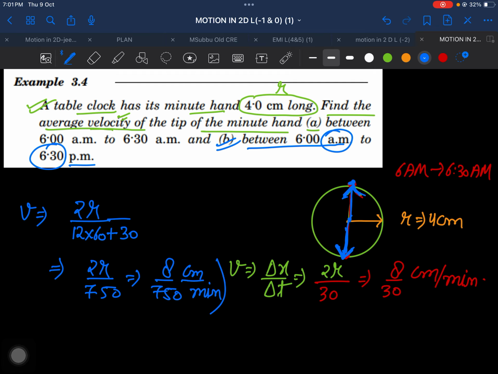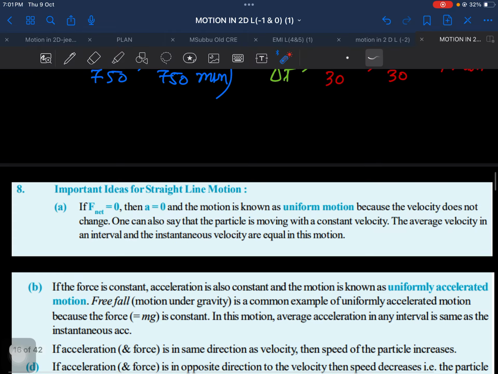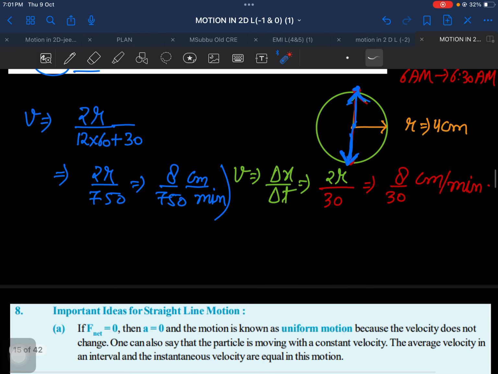Clear? Just check, everyone. I hope this thing is very much clear to you. If you have any problem, you can pause the video. You can see the solution once again. Just try it by yourself, and then you will learn a lot of things from this question. Okay, so now students, we will move to our next topic, that is uniformly accelerated motion.